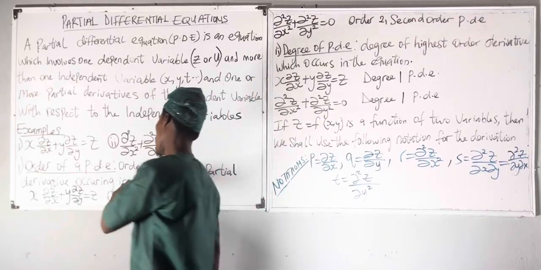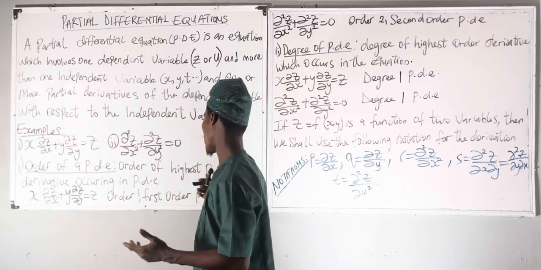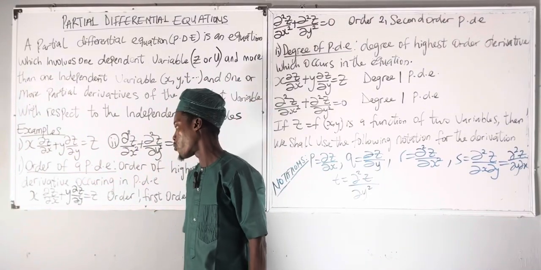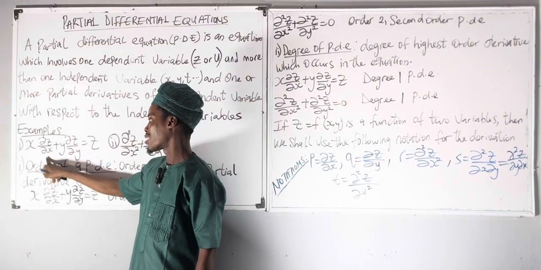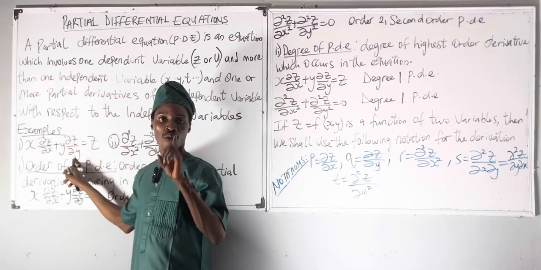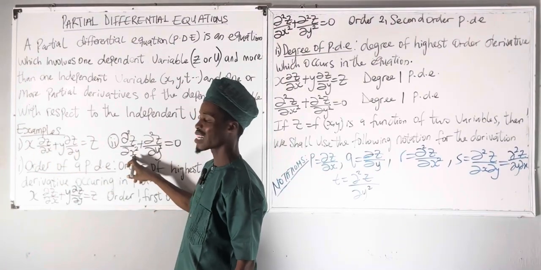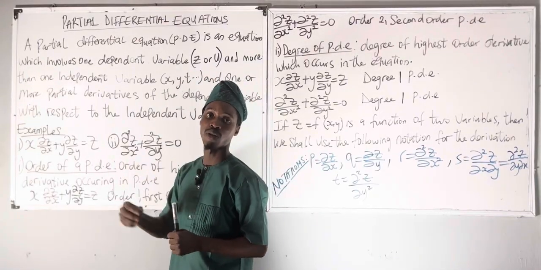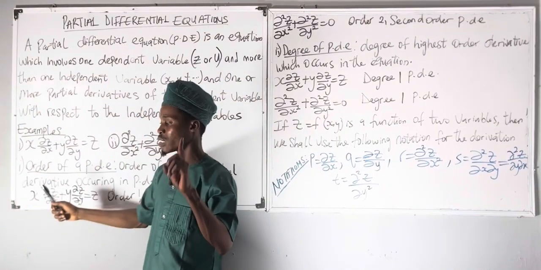So let us move to the order of a PDE. The order of a PDE is the order of the highest partial derivative occurring in the PDE. Let us consider this example to check the order. You can see that we have partial z over partial x, that is, the derivative of z with respect to only the x variable, while the derivative of z here is with respect to the y variable. Z here is a function of x and y, the dependent variable. So we can see that the highest order here is first order.